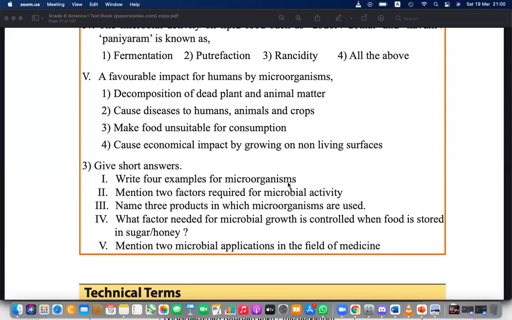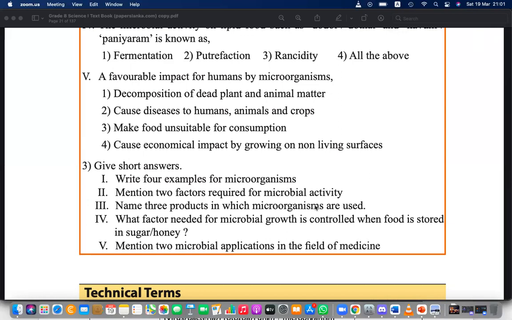Name 3 products in which microorganisms are used. You can say food products, right? 3 food products where microorganisms are used. Dairy products. Dairy products like milk, curd. Yes, dairy products like milk and curd, and bakery products. Yes, correct. Bakery. Vaccines. Yes, correct.